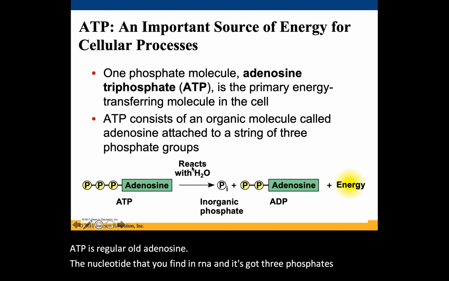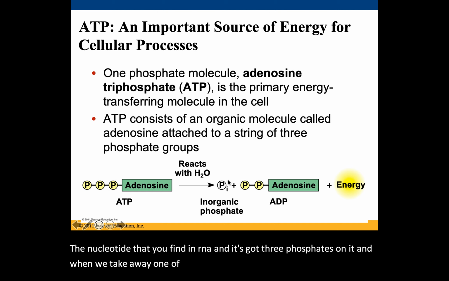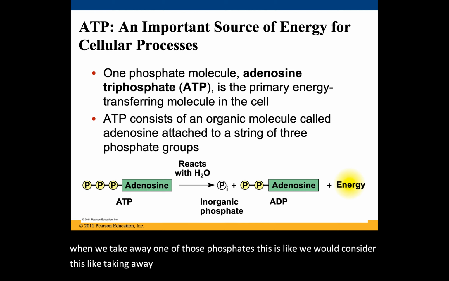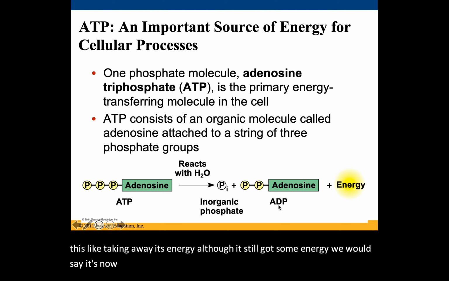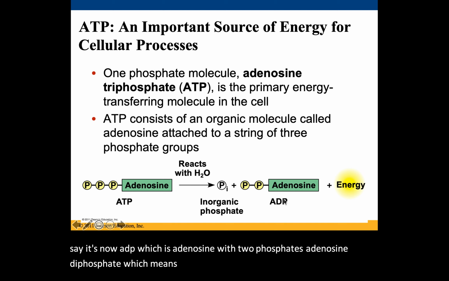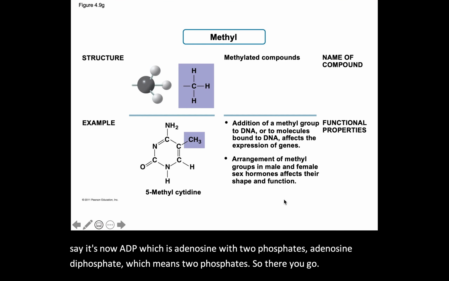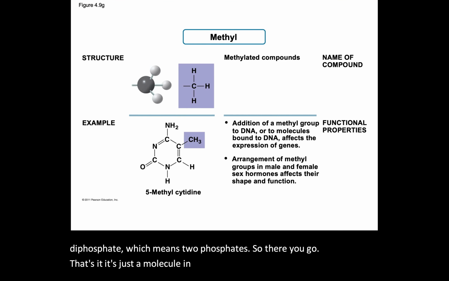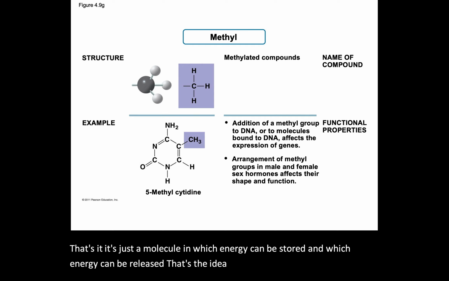And when we take away one of those phosphates, we would consider this like taking away its energy, although it's still got some energy. We would say it's now ADP, which is adenosine with 2 phosphates, adenosine diphosphate. So there you go. That's it. It's just a molecule in which energy can be stored and from which energy can be released. That's the idea.